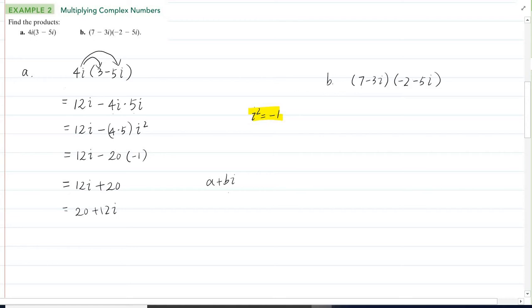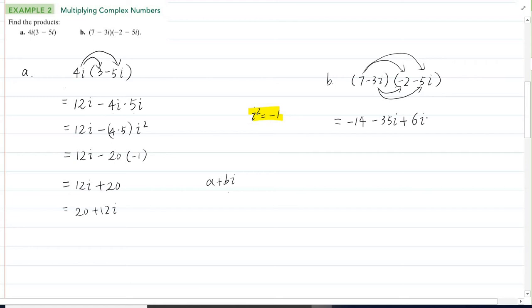So you have subtract, and then between these is a multiplication. Okay, so once you have this, we're going to use the following method. We're going to have 7 multiplied by -2, gives me -14. Then 7 multiplied by negative 5i gives you minus 35i. Then we have negative 3i multiplied by negative 2. Negative times negative becomes positive, that will be positive 6i. And then you have negative 3i multiplied by negative 5i.